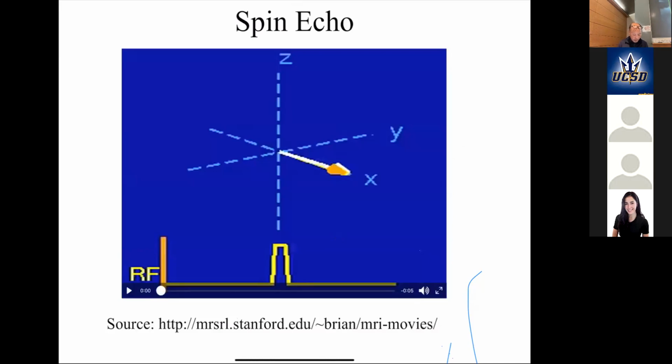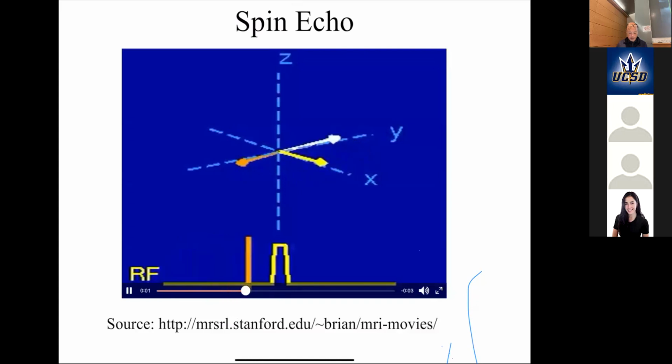So this is a movie from Brian Hargreaves at Stanford that shows that. So they just get out of phase, then you flip them, and they get back in phase. Okay. So this was invented by Erwin Hahn in 1950, and it's been a very important part of MRI and NMR ever since. Okay.